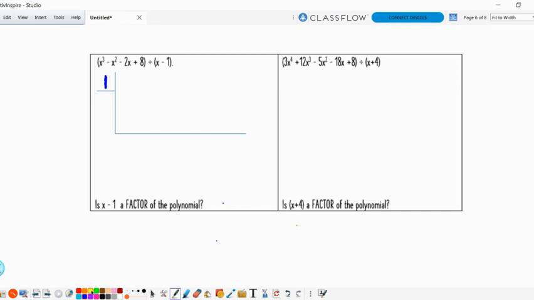We check our dividend, x cubed, x squared, x, constant. It's in standard form, and there are no missing terms. So we put the coefficients in a line to the right of this stick. X cubed has a coefficient of 1, x squared has a coefficient of negative 1, negative 2, then 8. Now we always drop down our first coefficient, which is 1, and then we do our multiplication. 1 times 1 is 1.